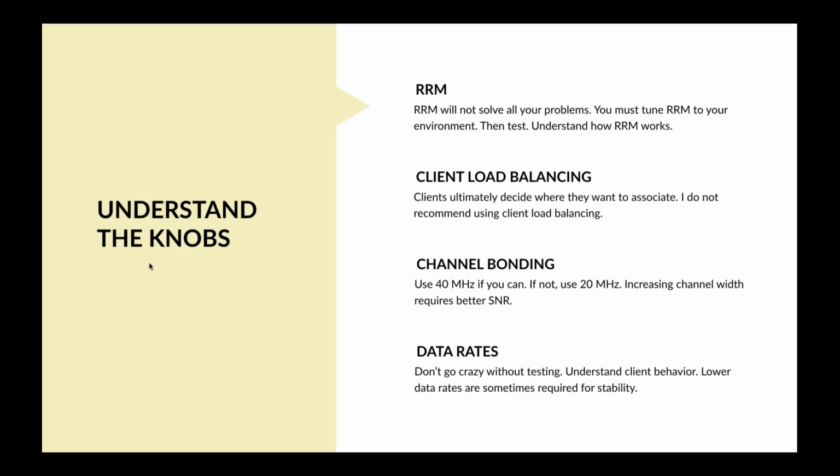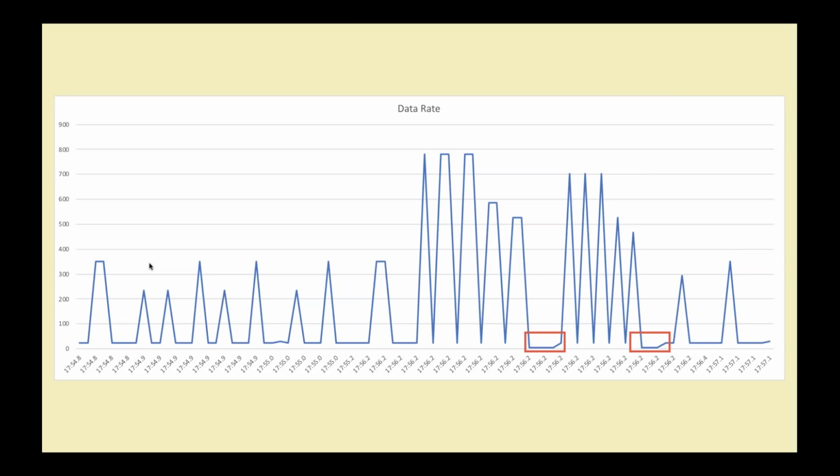And then a lot of people talk about data rates. Should I keep low data rates on? Should I raise them as my minimum data rate? I say don't go crazy without testing, because when it comes to a BYOD environment, you just never know if a client needs to use lower data rates. Maybe it needs to transmit its signal at a lower modulation, right? So it has to use a lower data rate, because sometimes the lower data rates are better for the stability for the client. So here's an example of a data rate example.